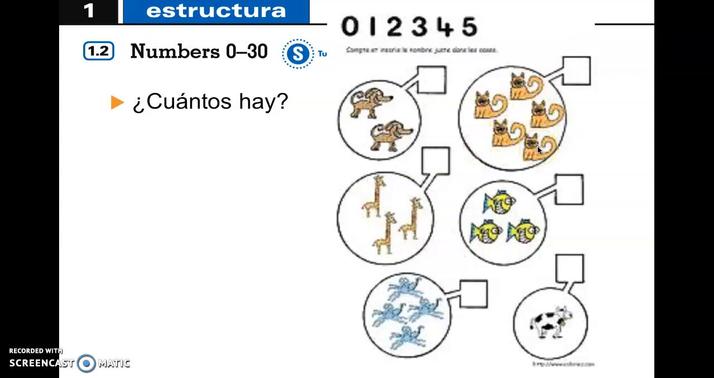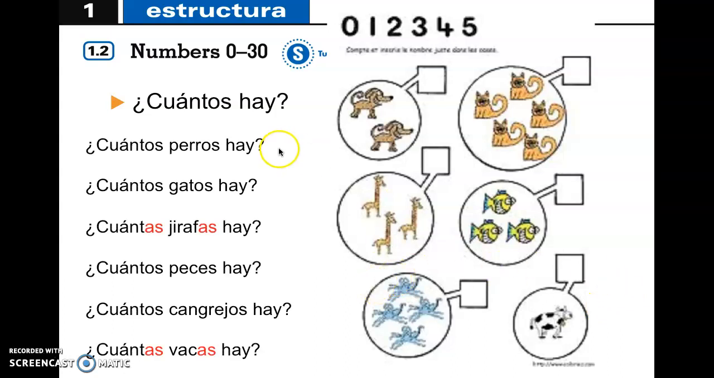¿Cuántos gatos hay? ¿Cuántas jirafas hay? ¿Cuántos peces hay? ¿Cuántos cangrejos hay? ¿Y cuántas vacas hay? ¿Cuántos perros hay? 2. ¿Cuántos gatos hay? 5. ¿Cuántas jirafas hay? 3. ¿Cuántos peces hay? 3. ¿Cuántos cangrejos hay? 4. ¿Cuántas vacas hay? 1.